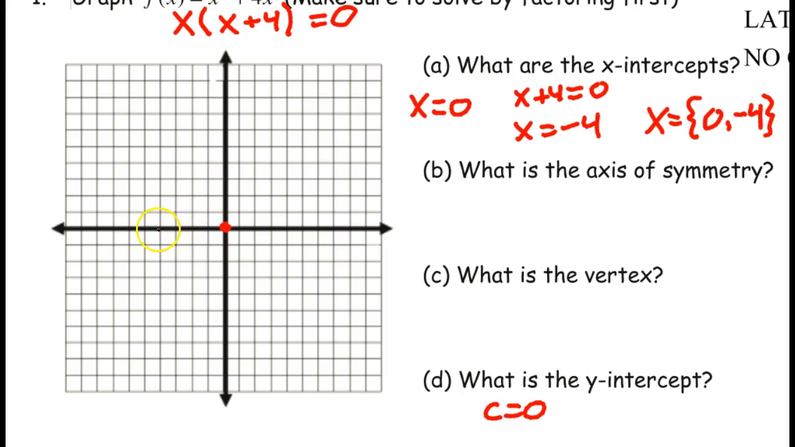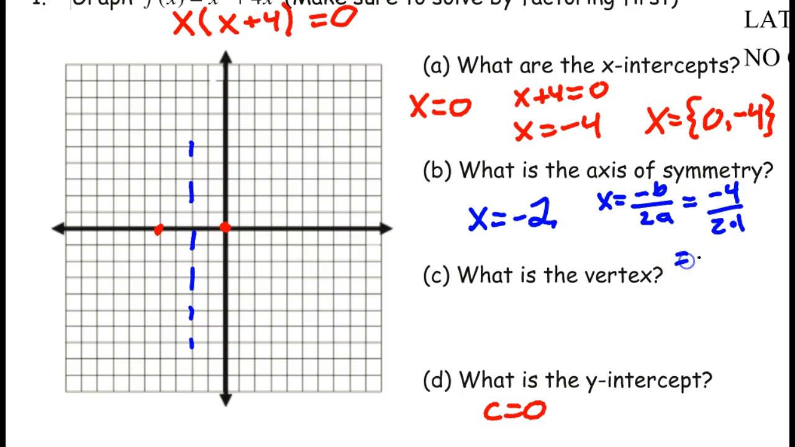1, 2, 3, 4, with the axis of symmetry right down the middle somewhere, right? And negative 2. Now there was a formula for axis of symmetry. It was negative b over 2a. And you could use that as well. You'd have negative 4 over 2 times 1. And that gives you negative 2 as well. So either way, you can get the axis of symmetry from the graph or from the formula, two ways. But if you don't have a graph, you really want to use the formula.